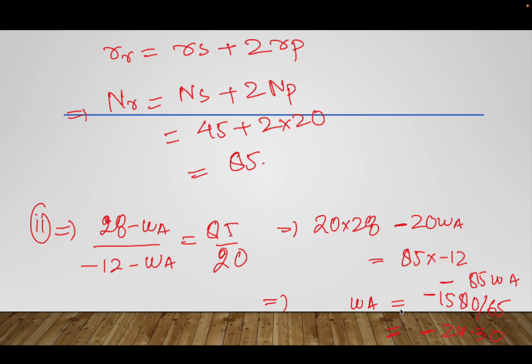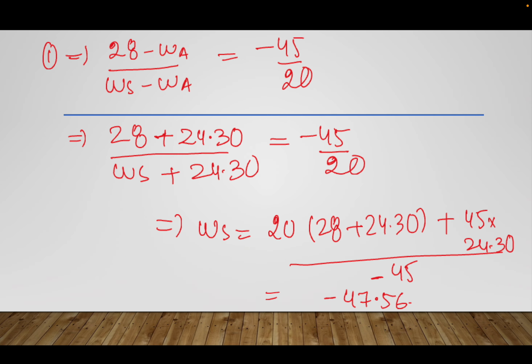So that is what we have done here. We calculated the value of omega A, which came out to be minus 24.30, and after substituting it back in this equation, we got the value of omega S equal to minus 47.65. Basically, try it for yourself. I'm just giving you the idea. The calculation, etc., you can do.